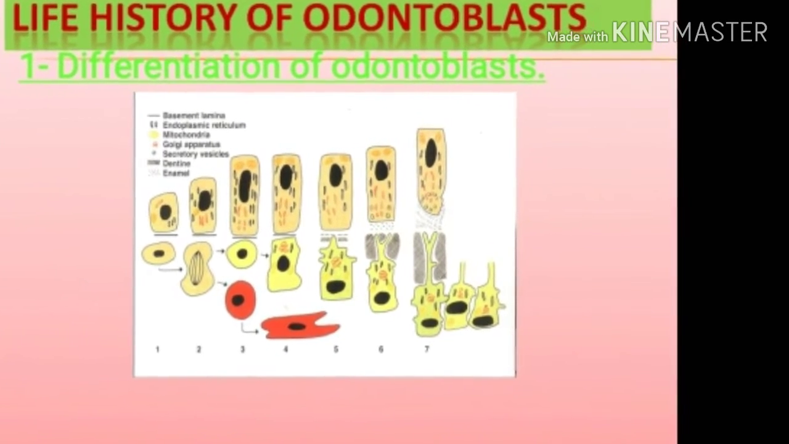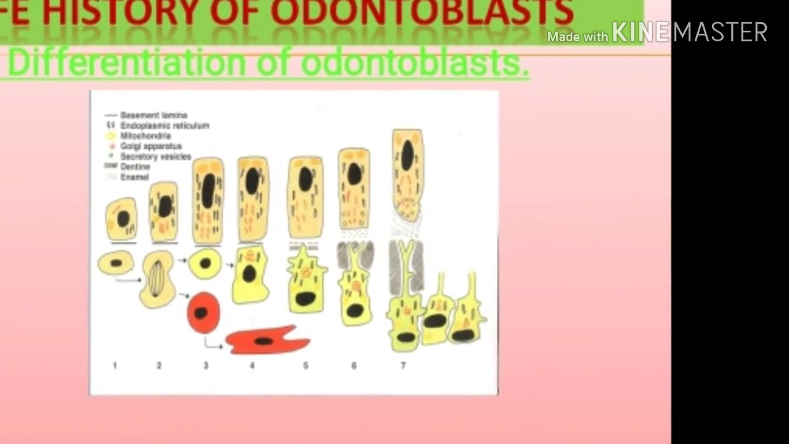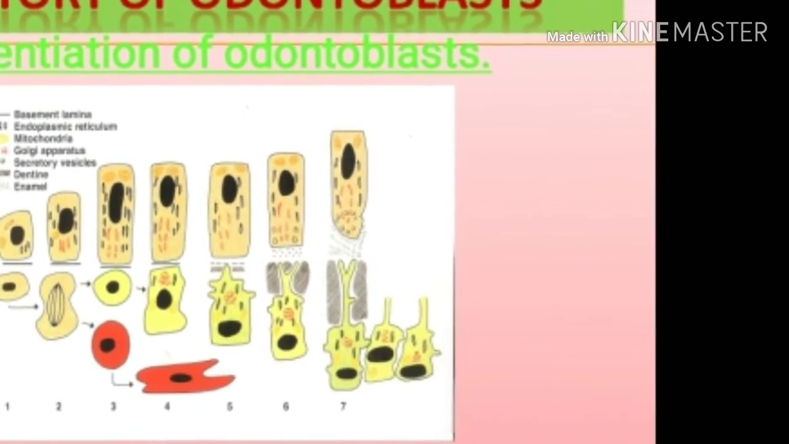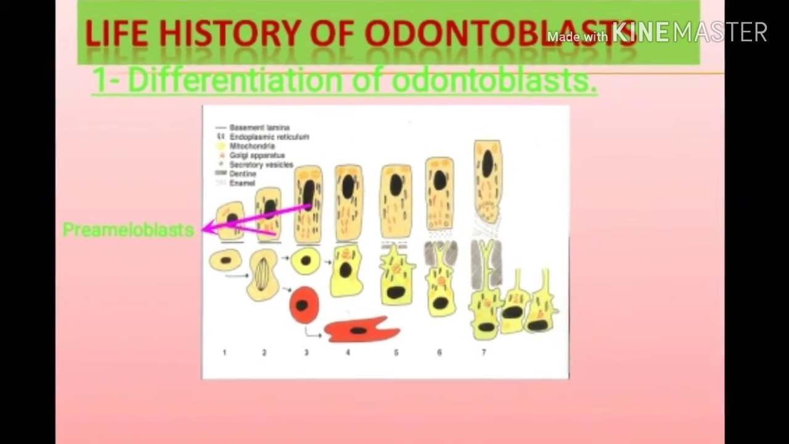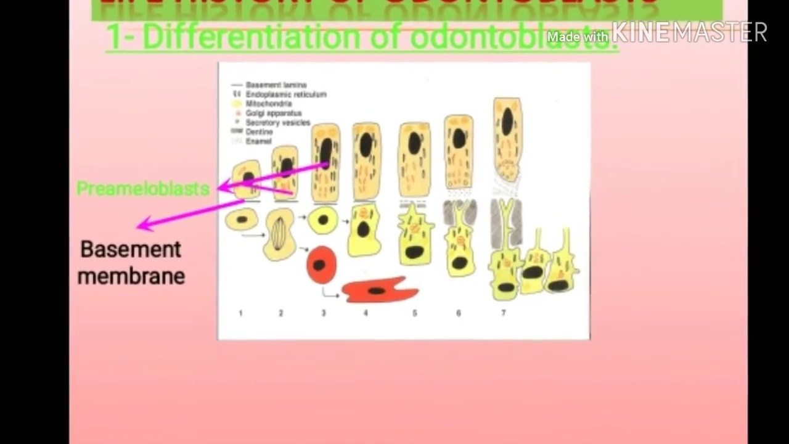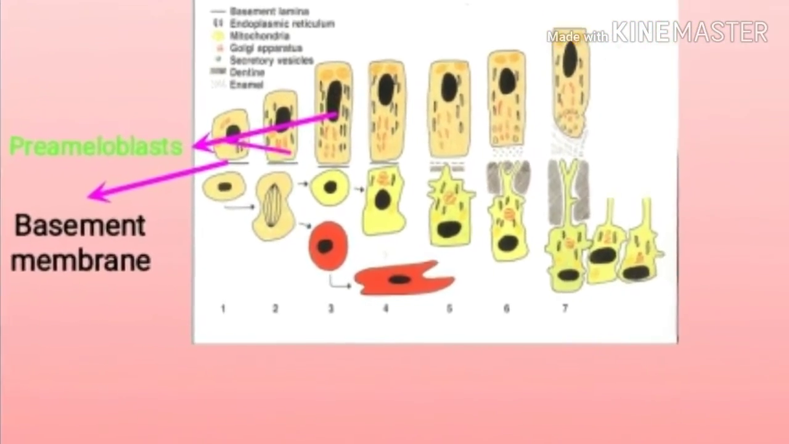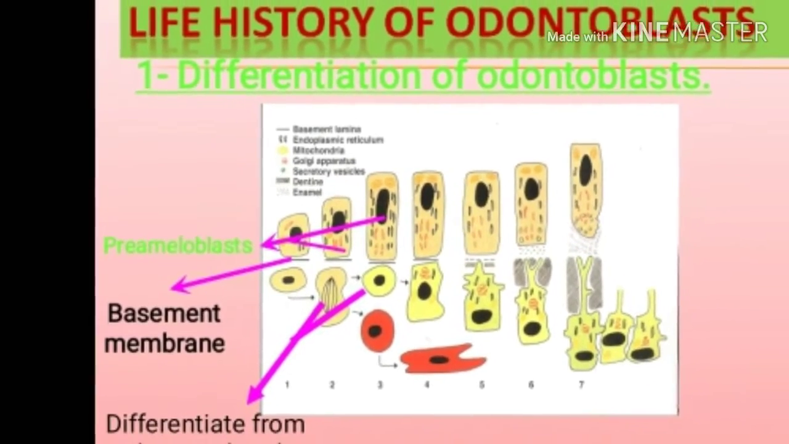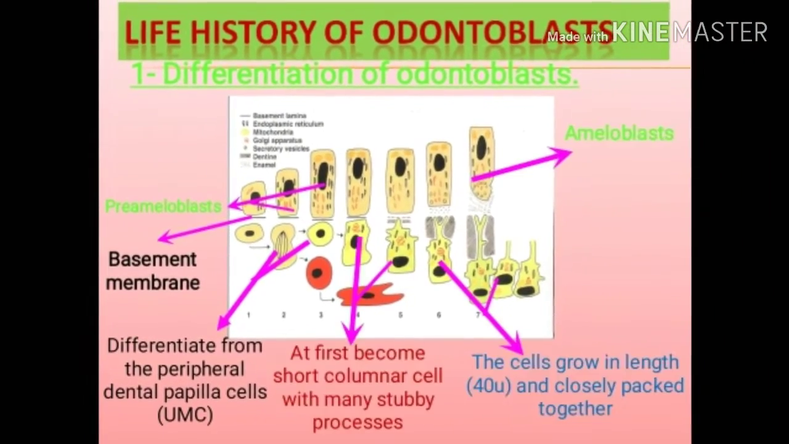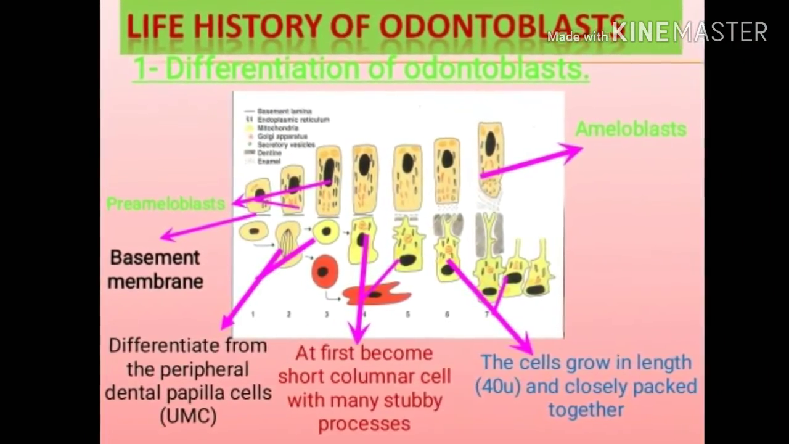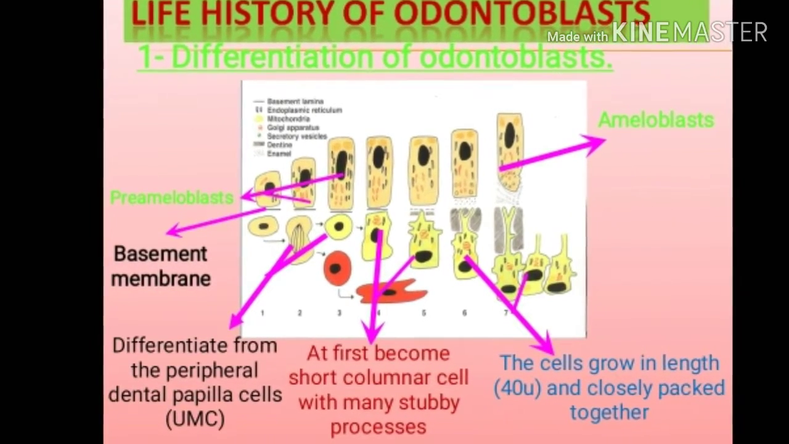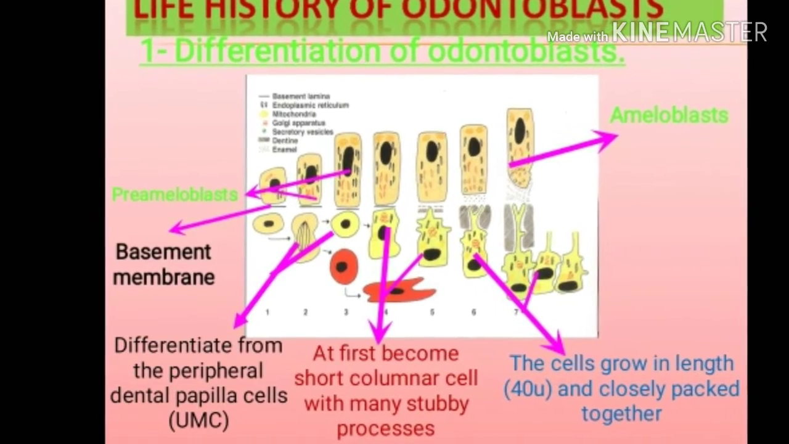The figure shows the dentin, enamel, the basement lamina, endoplasmic reticulum, mitochondria, Golgi apparatus, and secretory vesicles. Here the arrows show the pre-ameloblast and the basement membrane. The arrow shows the cell differentiated from the peripheral dental papilla cells (UMC). These cells at first become short columnar cells with many stubby processes. Then the cells grow in length, approximately 40 micrometers, and are closely packed together.